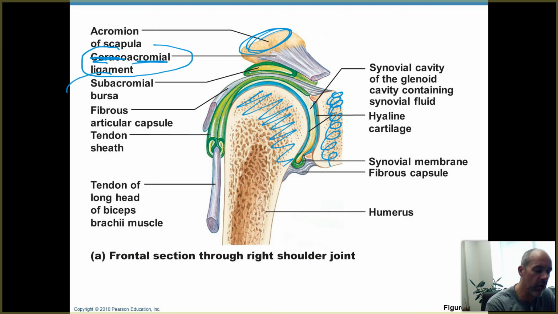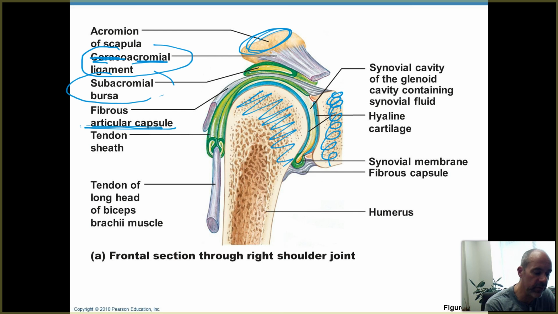You have a subacromial bursa there that's sitting underneath that ligament, between that and the joint capsule around the shoulder joint, and it's not uncommon for people to develop bursitis at the shoulder joint due to overuse.